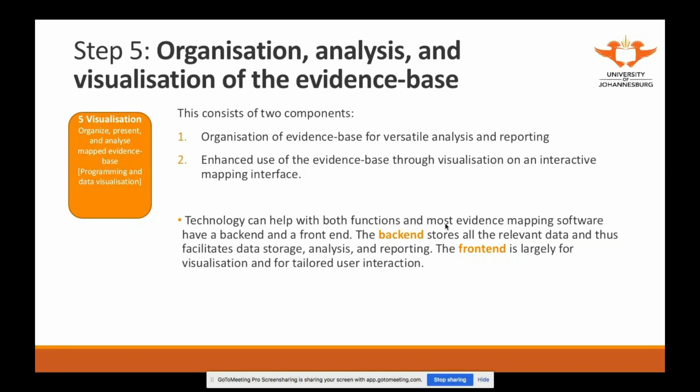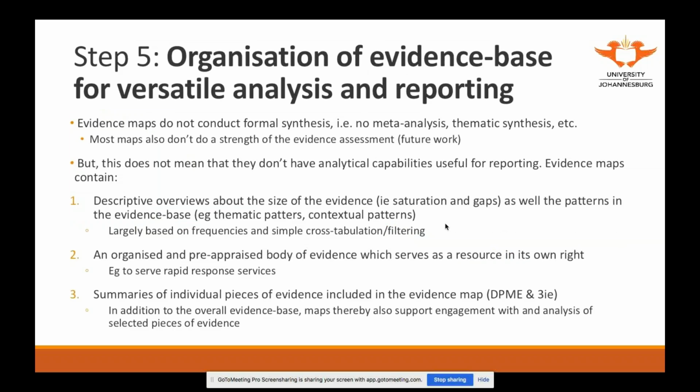So then what can we really offer in the analysis? As I said, no formal synthesis like meta-analysis or thematic synthesis, but we still can do quite a bit. Maps do give descriptive overviews about the size of the evidence. For example, where is the saturation? Where can we go to full reviews? Where are the gaps? At the same time, they also give you these high-level patterns in the evidence base. Is the evidence base mainly RCTs, or is it mainly in a particular region, for example? There is quite a bit that we get through these frequencies and simple cross-tabulation and filterings just by looking at the size and nature of the evidence base from an analysis perspective.